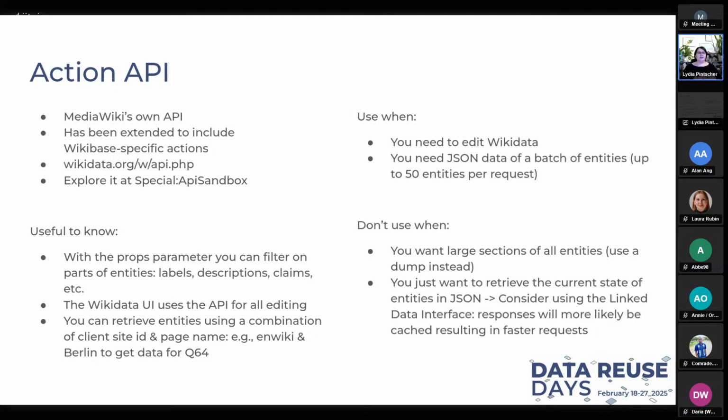Maybe also interesting to know, the Action API is what the Wikidata UI uses for doing all of its editing. So it's pretty deeply integrated in the software. And you can also retrieve entities based on a combination of client wikis. So for example, you don't know that Q64 is Berlin, but you know that you want data that corresponds to the English Wikipedia article called Berlin. Then you can also use that to identify the item you want to get the data from.